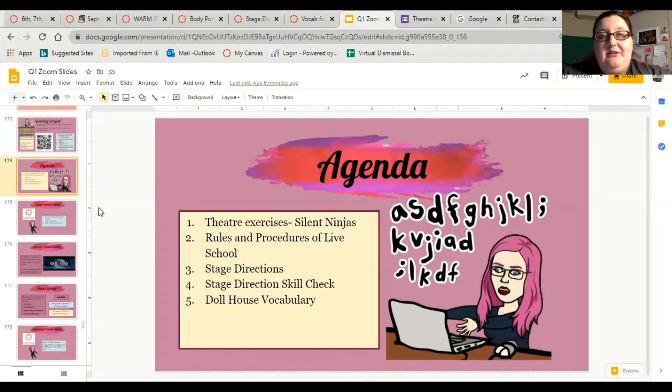Then you're going to do a skill check. You're going to do this in class so that we can check your understanding and make sure that we don't need to go back over anything. After all is said and done, your asynchronous work for the day will be the Dollhouse Vocabulary. We're going to do the vocabulary today because starting tomorrow, we are going to read the play A Doll's House. So it'll be very exciting.